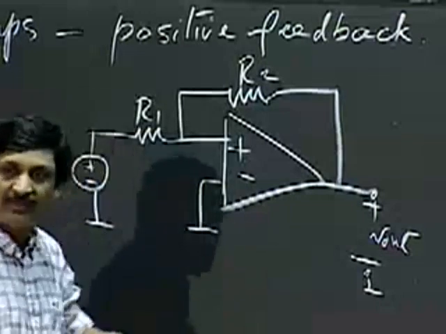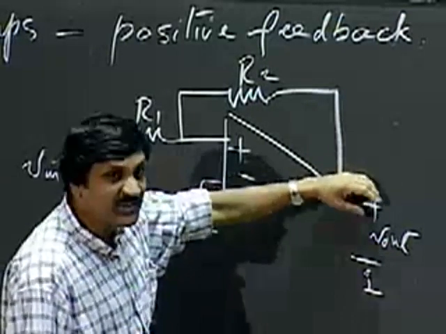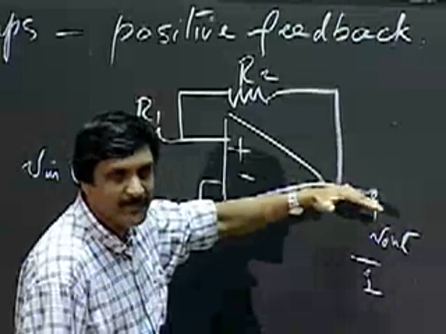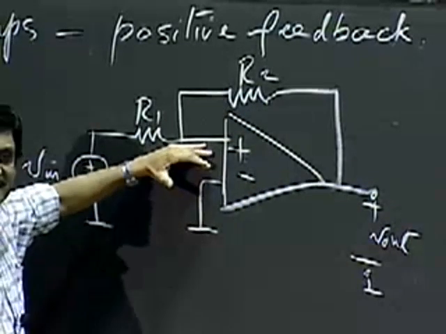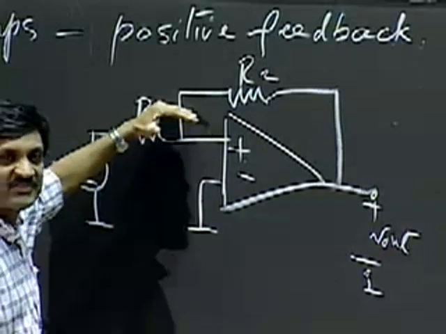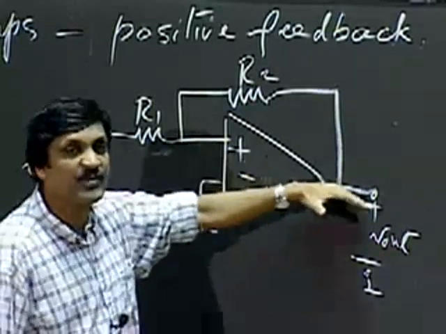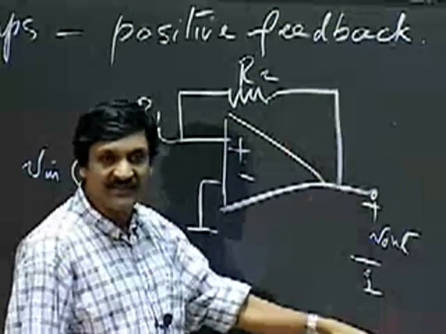Okay, let's take the other point of view and look at it intuitively. What if this one tries to droop a little bit? If it droops a little bit, then the input at the plus terminal droops a little bit. If that tends to go down a little bit, that makes the output droop further, and it goes and hits into the negative rail.